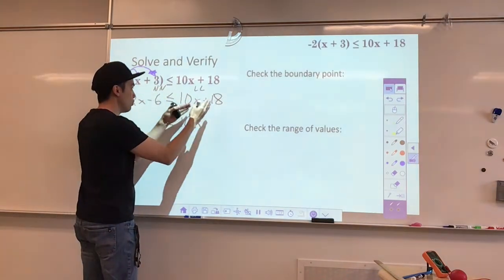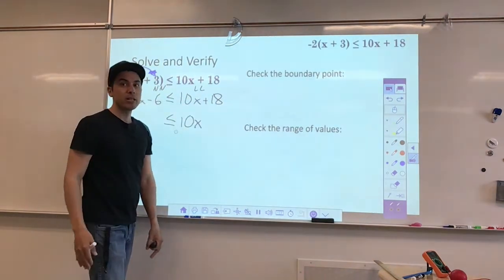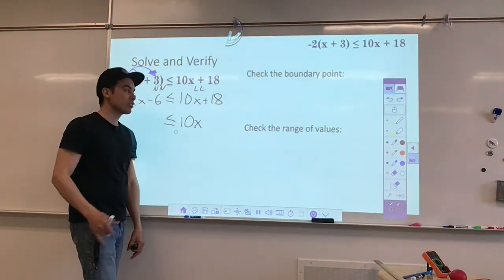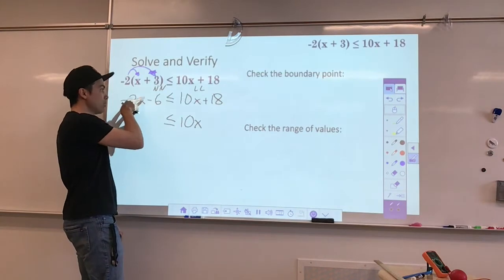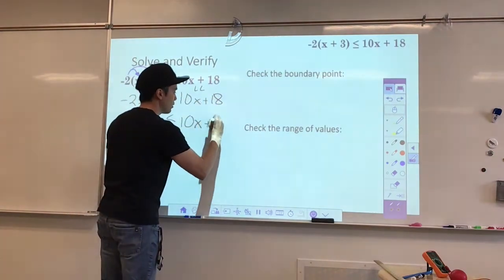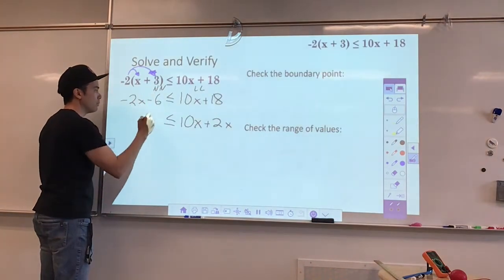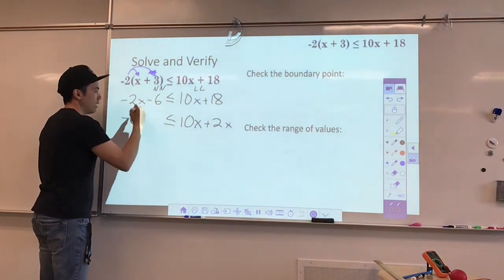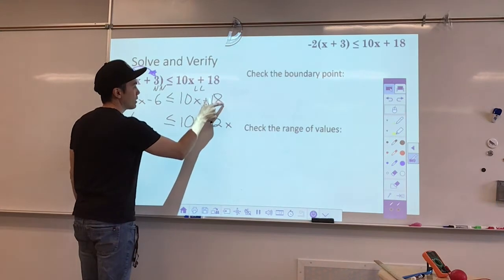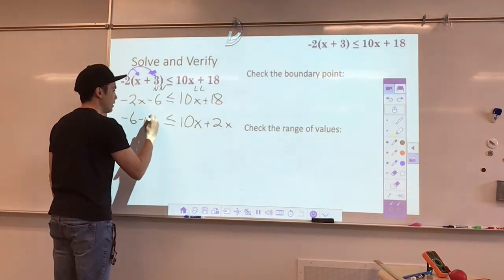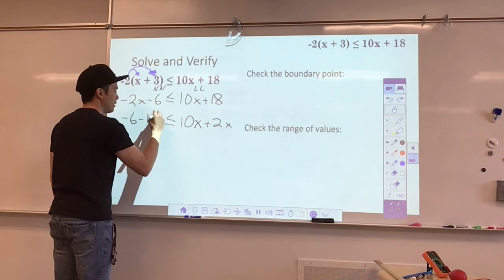When it crosses the border, when it crosses this inequality sign, same thing as with an equation, it's going to change signs. So it was negative 2x here. I bring it over, it's now positive 2x. All the numbers are going to be over here. Had a negative 6 here. I'm going to bring this positive 18 to the other side. It's now going to become negative 18.